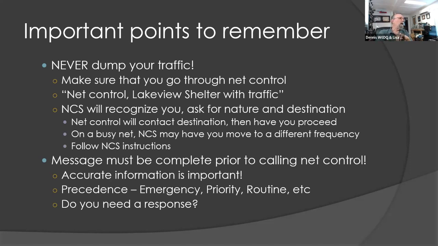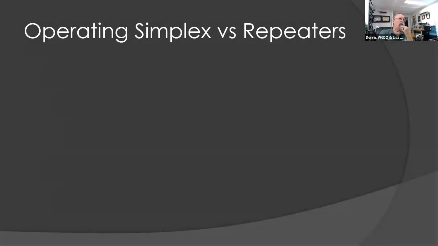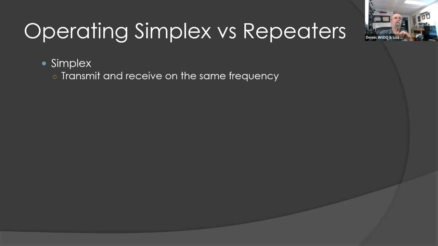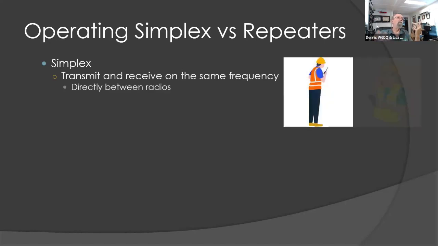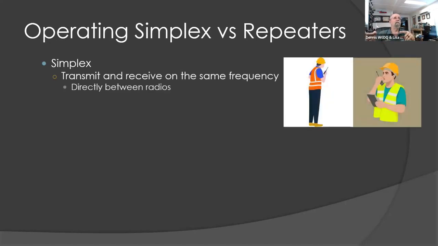Okay, so another thing I want to cover is simplex versus using repeaters. So you hear the term. If you're a new ham, you might not understand what a repeater is. You might not understand when somebody says, well, I'm going to talk to you on simplex. Use a simplex frequency. What does that mean? When I say I'm on simplex, that means that I'm transmitting and receiving on the same frequency. So I've got two radios, and I'm talking directly from radio to radio. Two guys, two gals, a guy and a gal, whatever, talking to each other. Two radios talking directly to each other. That is simplex. One frequency. We're talking directly between two radios, no repeater.